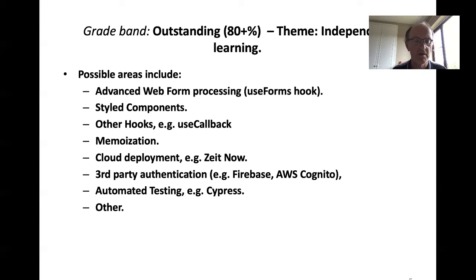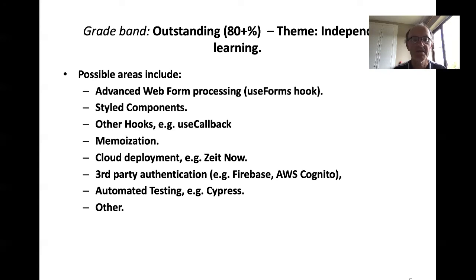Some of them are applicable to any kind of project. For example, the cloud deployment one there, if you actually want to deploy your React app to a cloud service, I'm suggesting Zeit now is a very good cloud service that you could look at. In terms of automated testing, you might look at the Cypress framework and so on. So you can pick whichever of those you might be interested in. And at the very bottom, I'm just saying other. So there may be something else that you've come across when you're reading around React and you've applied it.